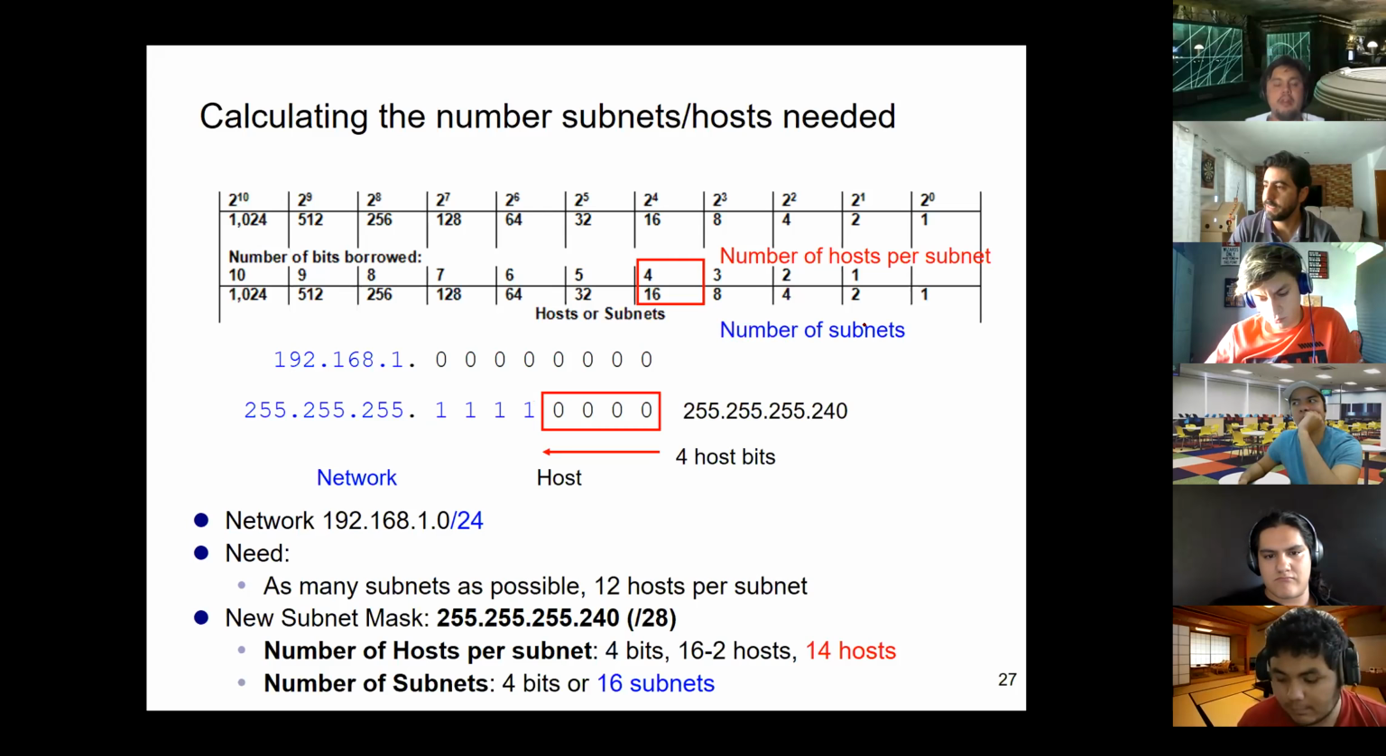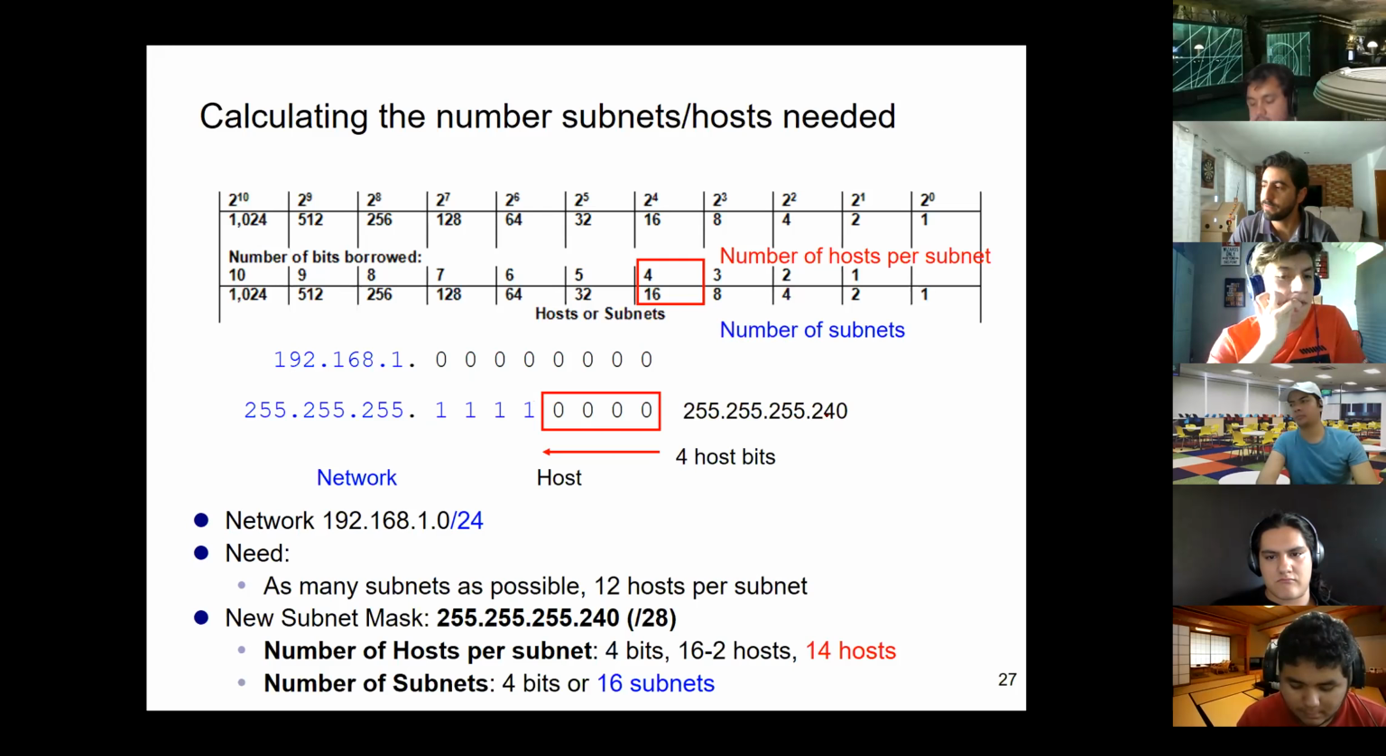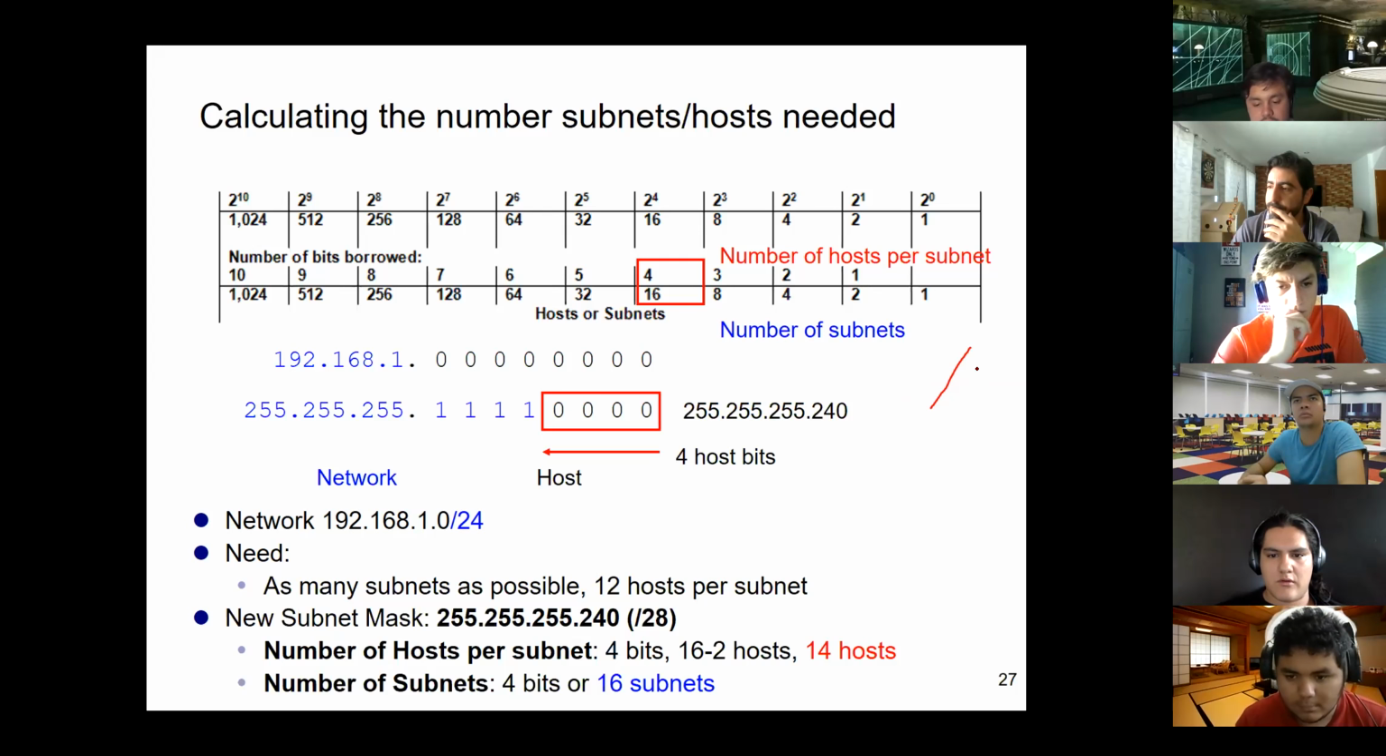So now you have 240 here, because if you add this in decimal, it gives you 240. So now the prefix that you get, what is the prefix you get for your subnets here? 28. It was 24. Now you have 4 more here, so you get 28 here.